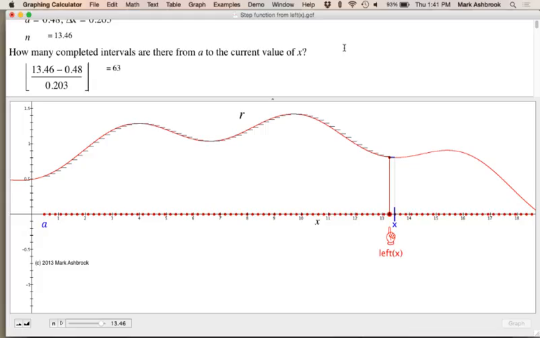Okay, so now the last piece of interest when we're building this accumulation function is the function left x. Notice what left x is. Left x is always the x, we've talked about this before, the left side of the current interval. So now that we know how many completed intervals we have, we need a formula or the rule for the function left x.